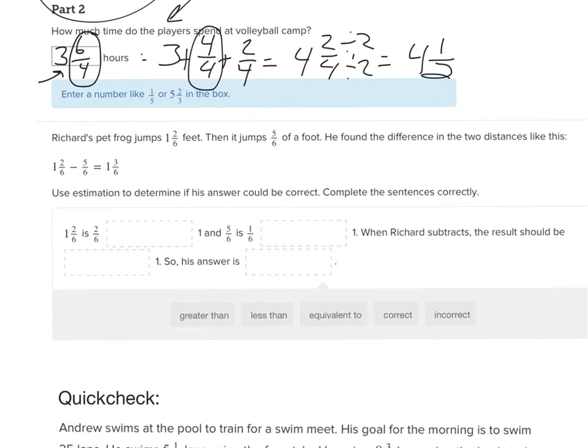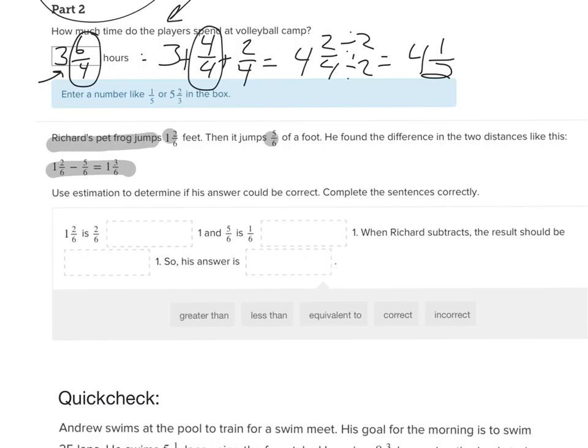All right, one more practice problem and then you're on your own. Okay, we've got Richard's pet frog jumps 1 2/6 feet. Then it jumps 5/6 of a foot. He found the difference in the two distances like that. Use estimation to determine if his answer could be correct. Complete the sentences correctly. All right.